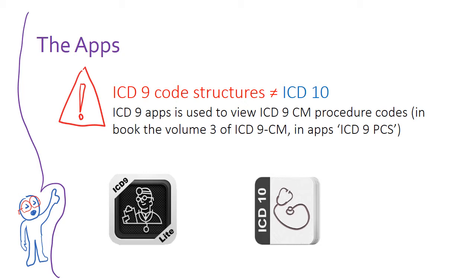ICD-9 code structures are not the same as ICD-10. The applications available in the Android market for ICD-9 contain the ICD-9-CM version. In the book version, the third volume contains codes for procedures, while in ICD-9 applications, you can find procedure codes under the ICD-9 PCS section. The different code structures will be explained as follows.